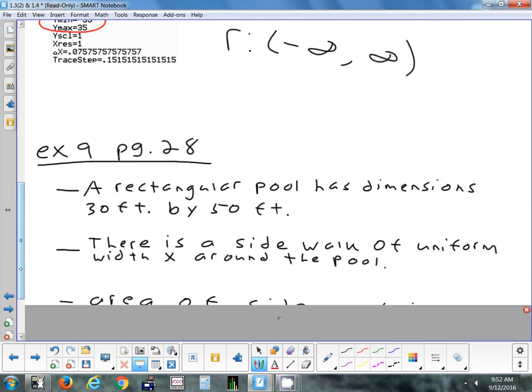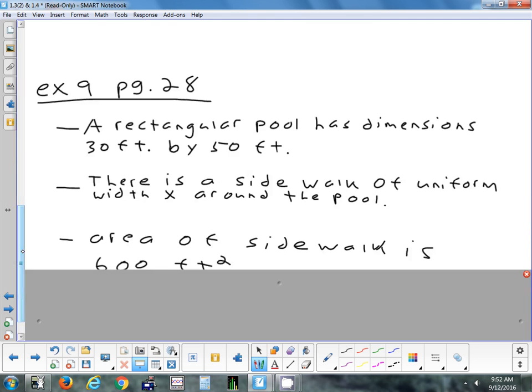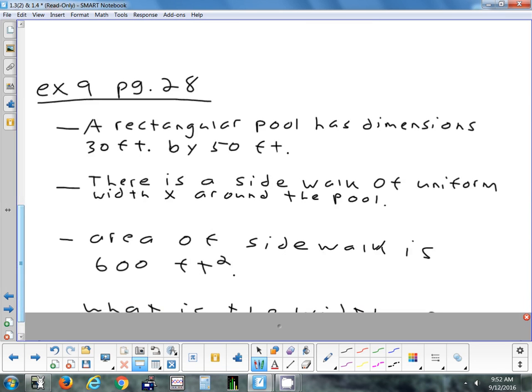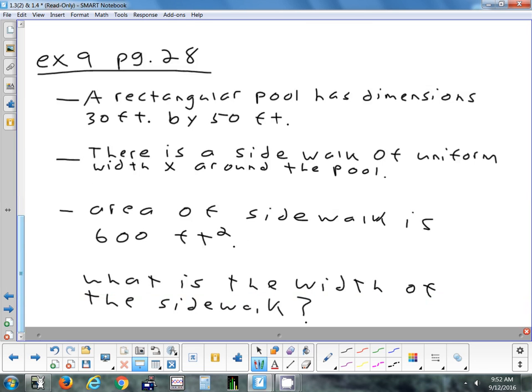All right. Let's take a look at this one. It says we have a rectangular pool. The dimensions of the pool are 30 by 50. There's a sidewalk around the pool, and the width of the sidewalk is the same on every side of the pool. They tell us the area of the sidewalk is 600 square feet. What's the width of the sidewalk?